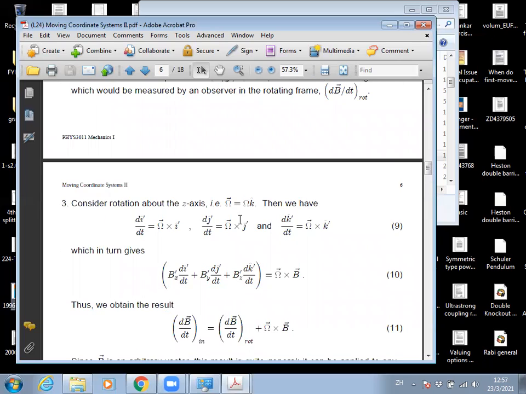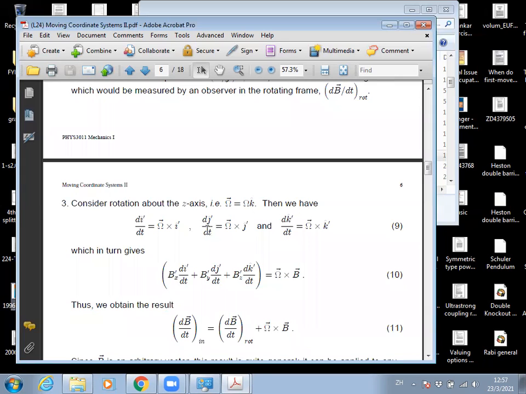Now we consider a simple situation. The rotation is about the z-axis. In other words, the omega vector is equal to omega, a constant pointing in the k direction, the z direction. So what is di prime/dt? It is the cross product of the omega vector and the i prime vector.